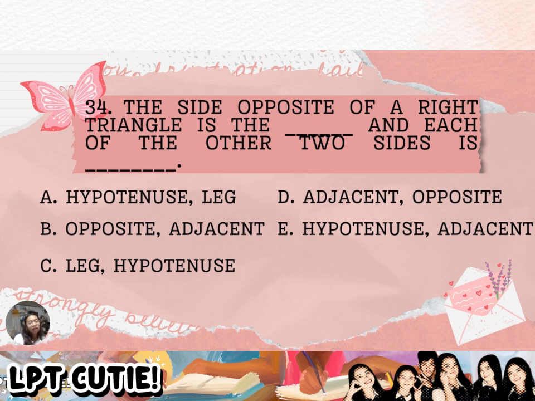and leg. Letter B, opposite and adjacent. Letter C, the leg or the hypotenuse. Letter D, adjacent and the opposite. Or letter E, hypotenuse and the adjacent. So the answer is letter A, hypotenuse and the leg.